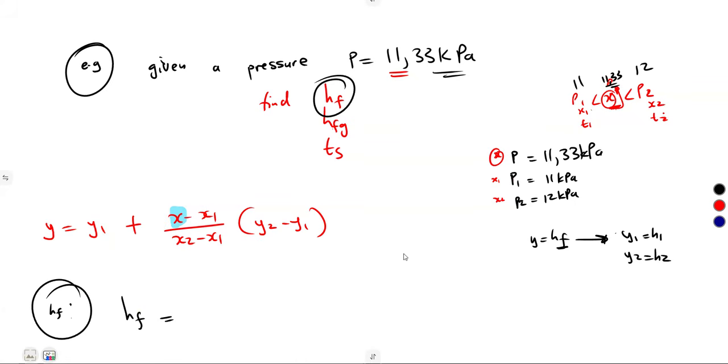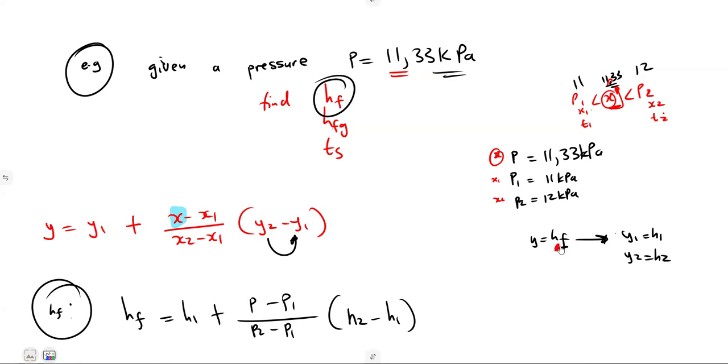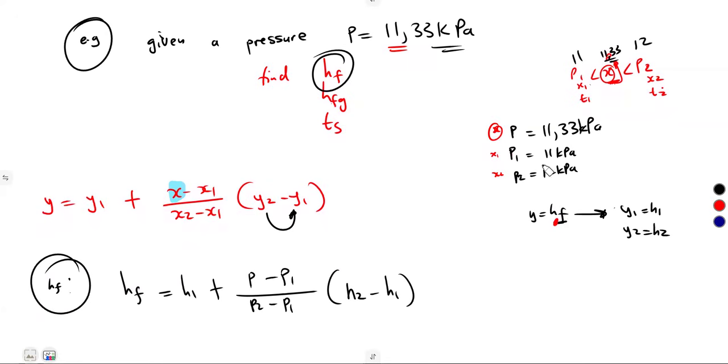That is the concept. So in place of y1, we are going to write H1, since we are calculating H here. So it's going to be H1 plus x, remember x represents pressure, so that's P minus P1, the lower value, over P2, the upper value, minus P1, all into H2 minus H1, the enthalpies that you're calculating. These are representing HF. From the given pressures, the limits P1 and P2, what is the corresponding value of HF there?